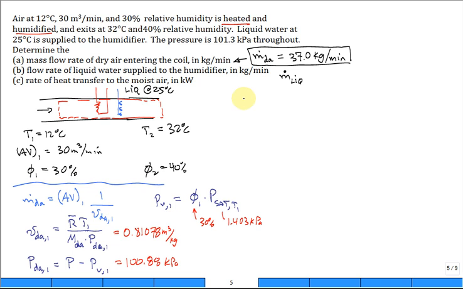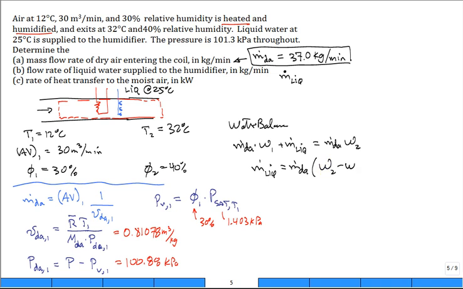So when we do our water balance, we have the mass flow rate of dry air coming in times the humidity ratio coming in. Is that our mass flow rate of vapor coming in? Plus the mass flow rate of liquid coming in. Those are my two inlets. And then we have the mass flow rate of dry air going out times the humidity ratio going out. Does that work for a water balance? So the mass flow rate of the liquid is equal to the mass flow rate of dry air times omega 2 minus omega 1. Did I just calculate the mass flow rate of dry air?